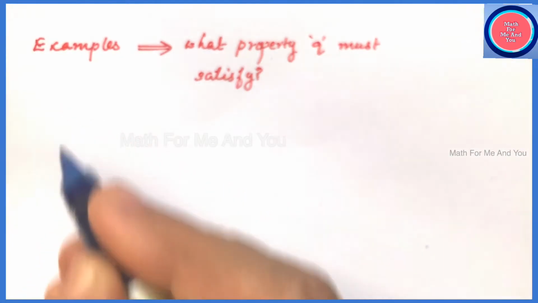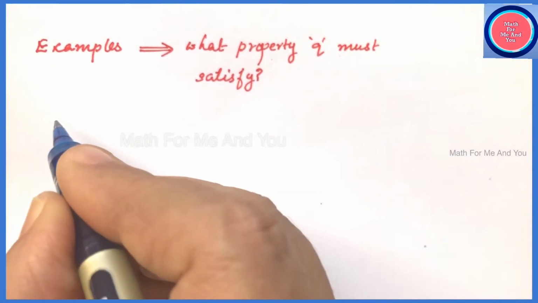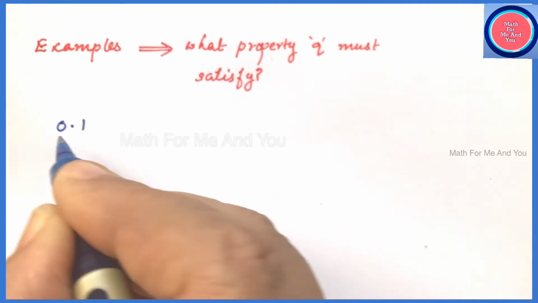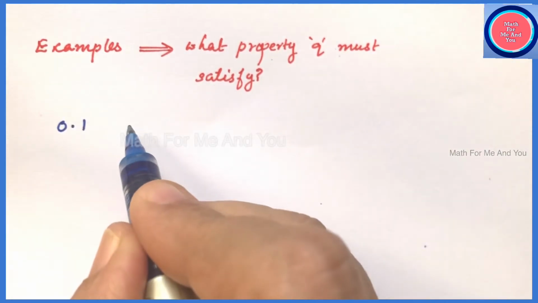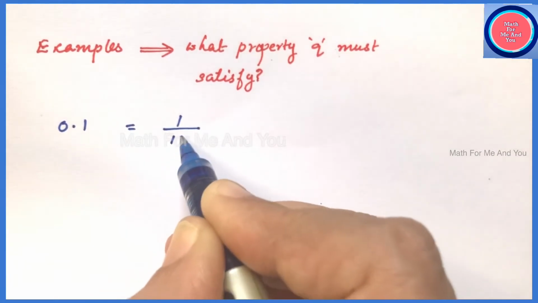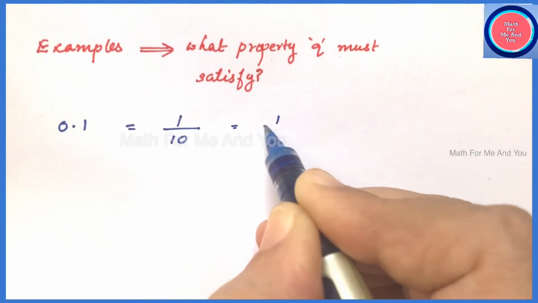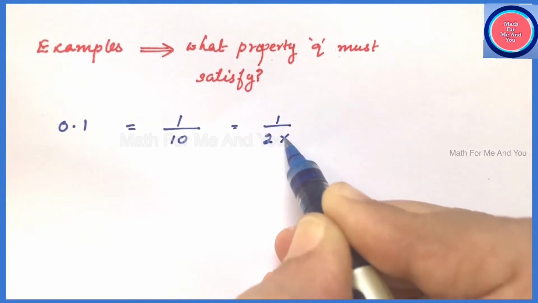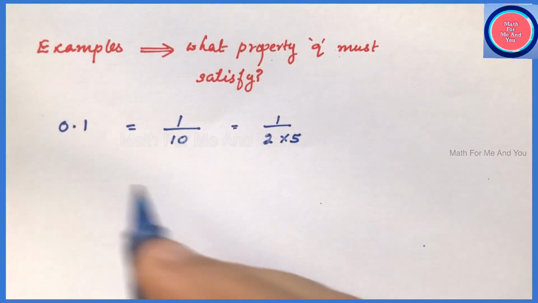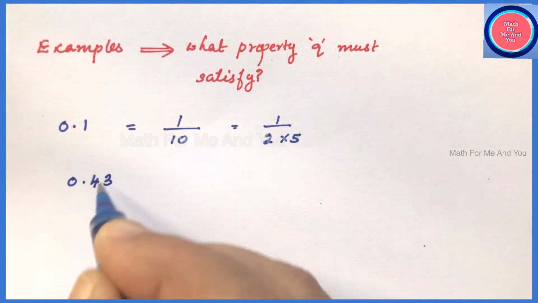What is q? Q is the denominator. For that, we will consider some terminating decimals, because it is talking about terminating decimals in p by q form. 0.1. 0.1 is 1 by 10, we know. Its p by q form is 1 by 10. What is 10? 2 times 5. So we can write it with its prime factors 2 and 5.